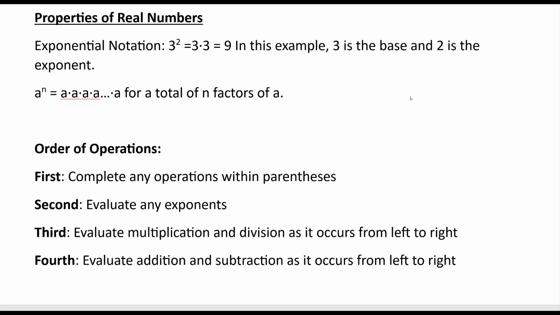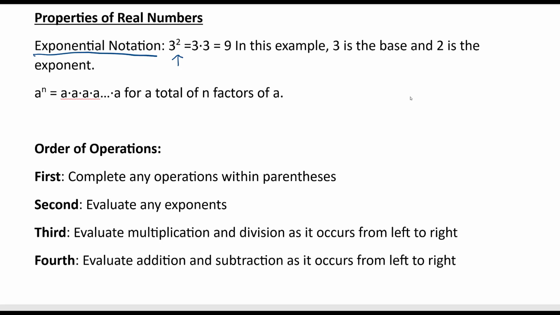Continuing on here, we have properties of real numbers. So the first is exponential notation. 3 squared means 3 times 3, so this little 2 up here means squared. So 3 to the 2 power means 3 squared. Shorthand we say it. 3 times 3, which equals 9. So in this example, 3 is the base and 2 is the exponent.